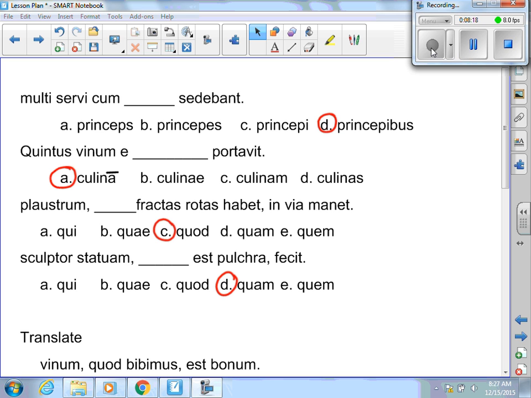Number 2, we have Culina, A. E takes the ablative, so the only ablative form here is Culina. Culinae is dative, or it could be nominative plural. Culinam is accusative, and so is Culinas.